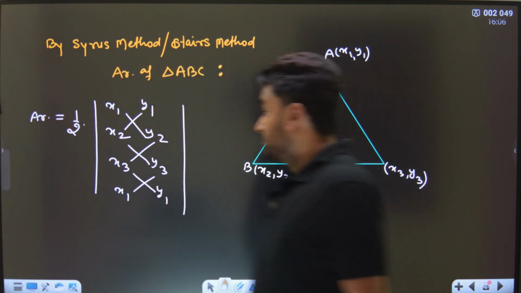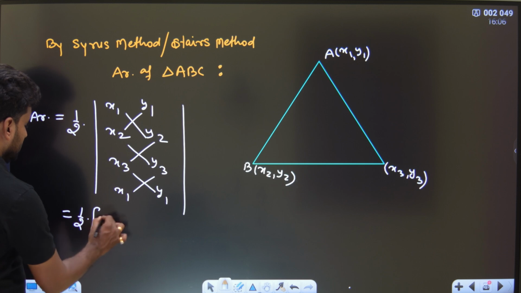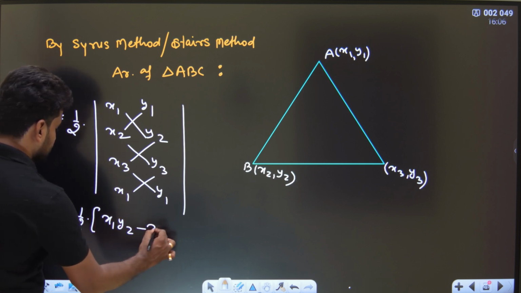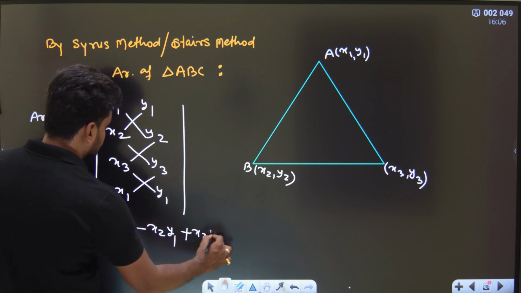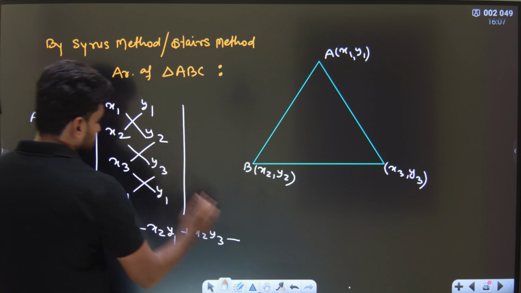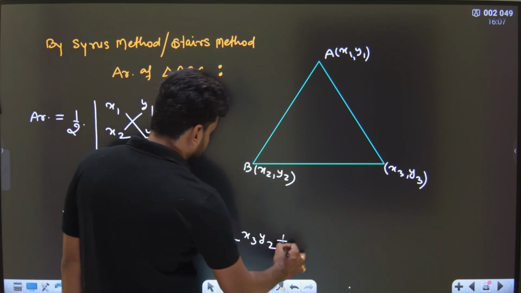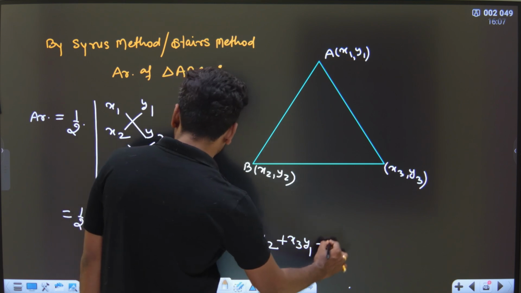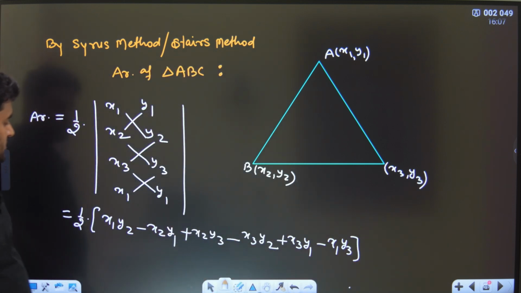Let us see. Now here you can see this is 1 by 2 x1 y2 minus x2 y1, then x2 y3 minus x3 y2, then x3 y1 minus x1 y3, I will write. So this was the area of triangle.